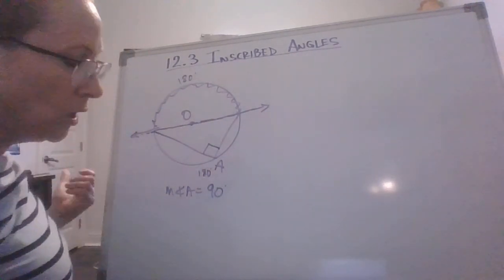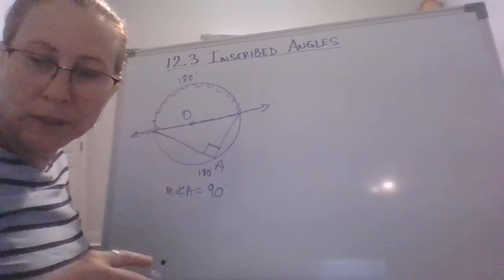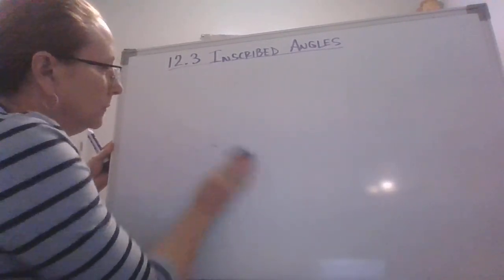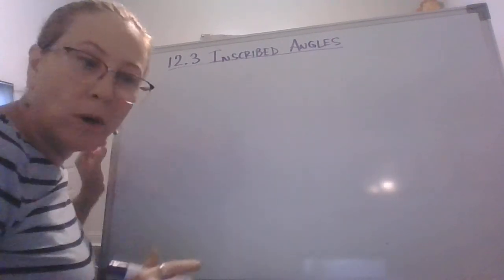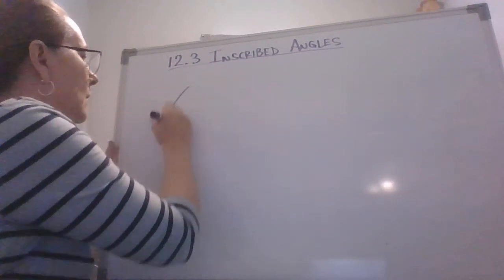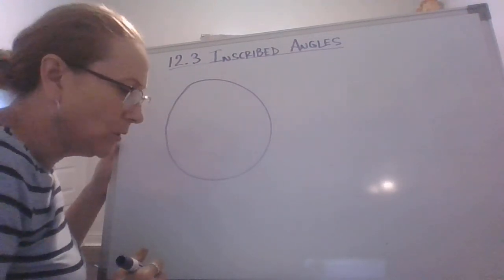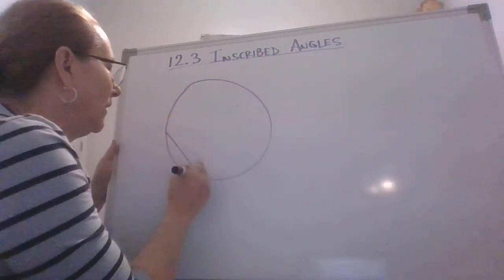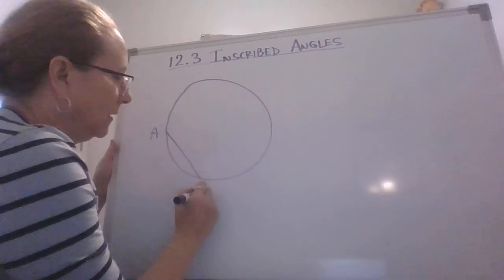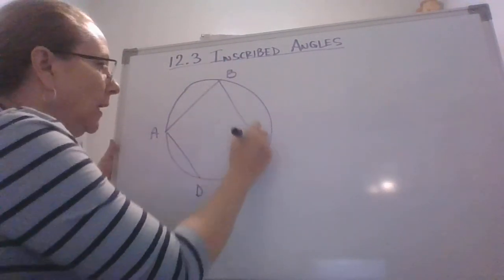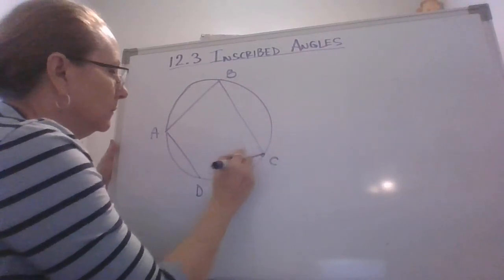Now, moving on to the next one. This one's a little bit more complicated. We have a quadrilateral. So now we're ready for multiple inscribed angles. A, D, B, and C over here.